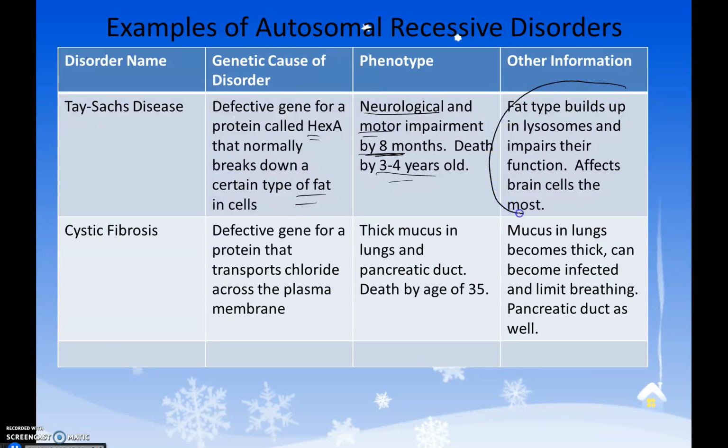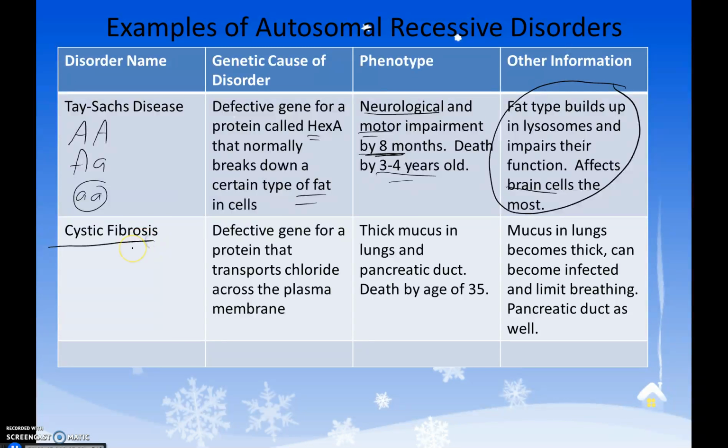You guys know this from studying cells, that because they can't break down the fat, it builds up in the lysosomes and impairs their function. Because the lysosomes then can't break down materials, the nerve cells are especially susceptible to that. And like it says here, the brain cells are affected the most. So again, in families, this would be a normal genotype. This would be the carrier. And these here would be the individuals that have the disease.